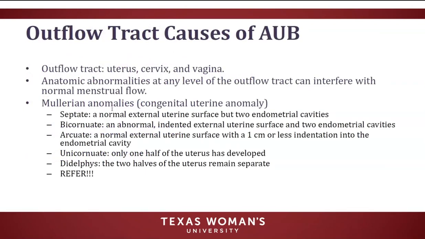Okay, so first we're going to talk about the outflow tract causes of abnormal bleeding. So obviously the outflow tracts are the uterus, the cervix, and the vagina. Any of those abnormalities are obviously going to interfere with flow coming out. One of those are the Mullerian abnormalities. And here is a list of those things. If you find any of those, they're just going to be referred to a physician for management. And those are congenital.